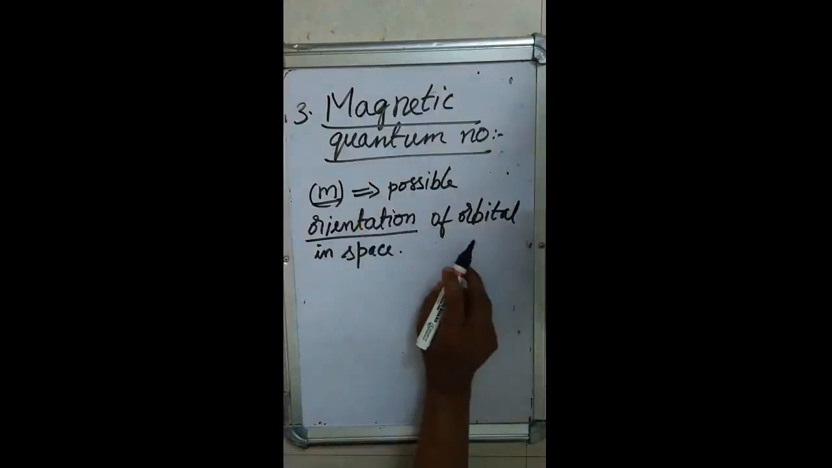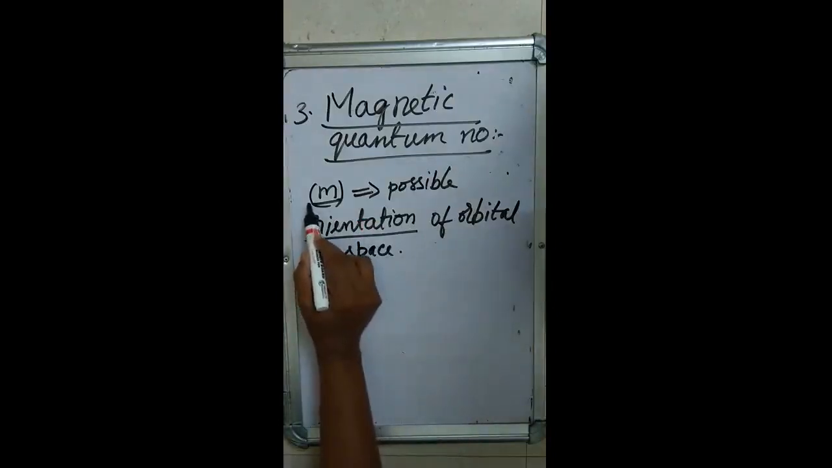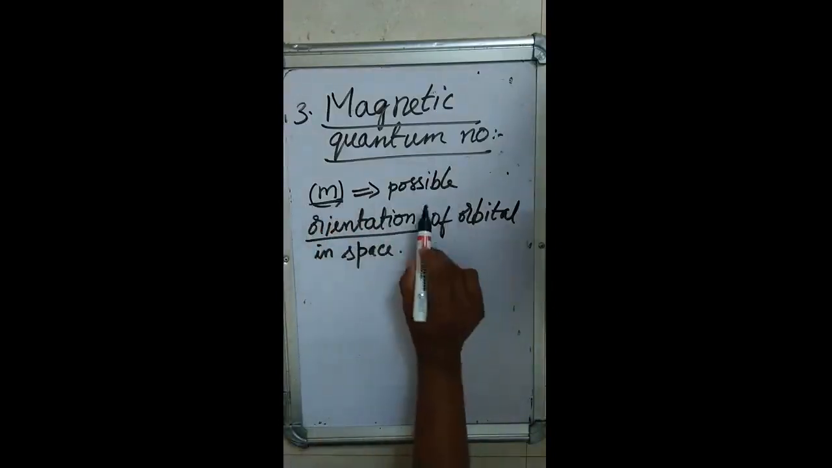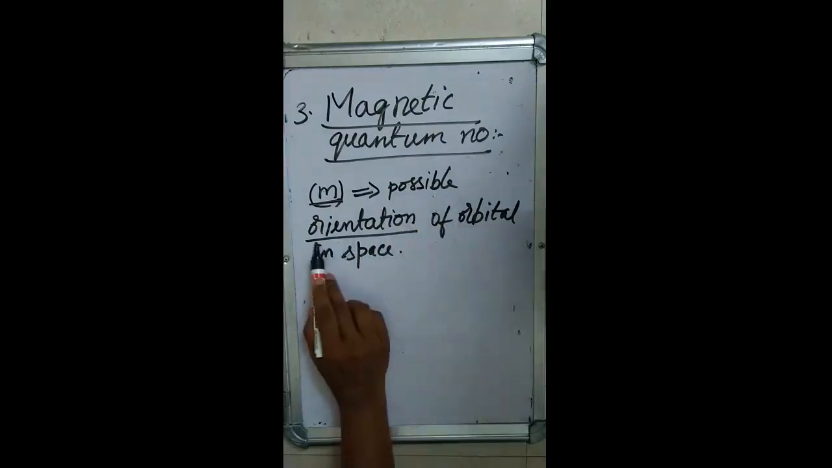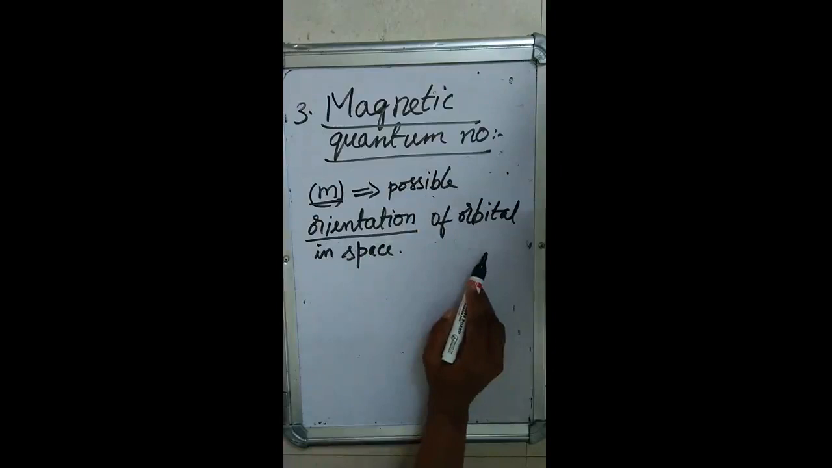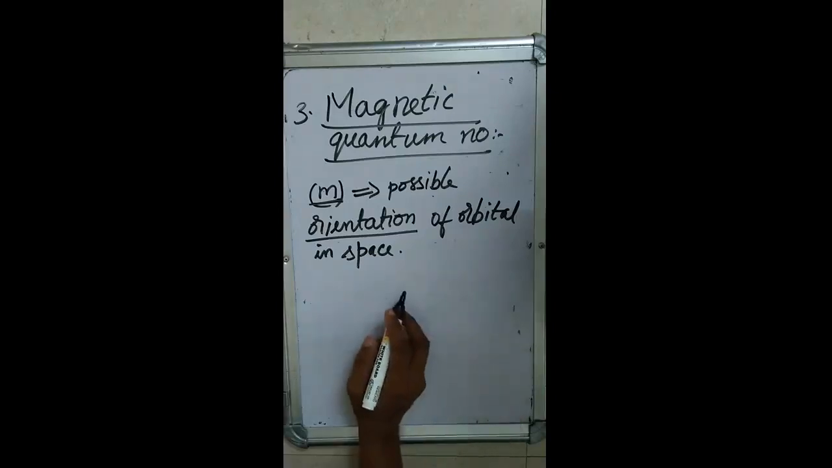Now, third one, magnetic quantum number. It is represented as m. It gives information about a possible orientation of orbital in space. That means it gives the information about the direction of the atomic orbital in space. Orientation of orbital in space.